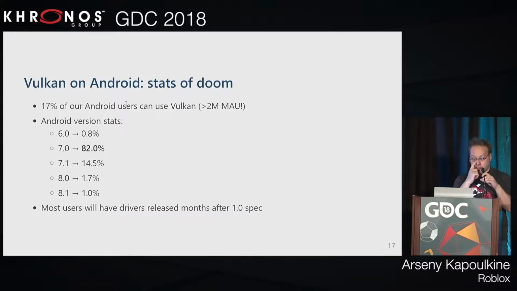The bad news is that almost all of these users come from Android 7.0, which is when the Vulkan support became official. You see 6.0 users as well. I think this is mostly Samsung devices that support Vulkan on Android 6. So 7.0 conveniently shipped a few months after the Vulkan 1.0 spec became public. So we are dealing with early drivers here.